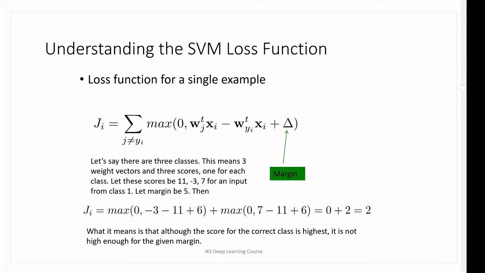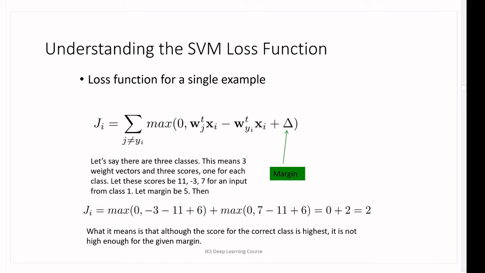Sorry, the margin should be 6 here. I think I made a mistake there. So let's say the margin is 6. So basically, that is the first term of our expression for J sub i. The second term will take into account class 3 and class 1. So the numbers in this case will be 0, 7 minus 11 plus 6. So if you look at J sub i in this case, it turns out to be plus 2.